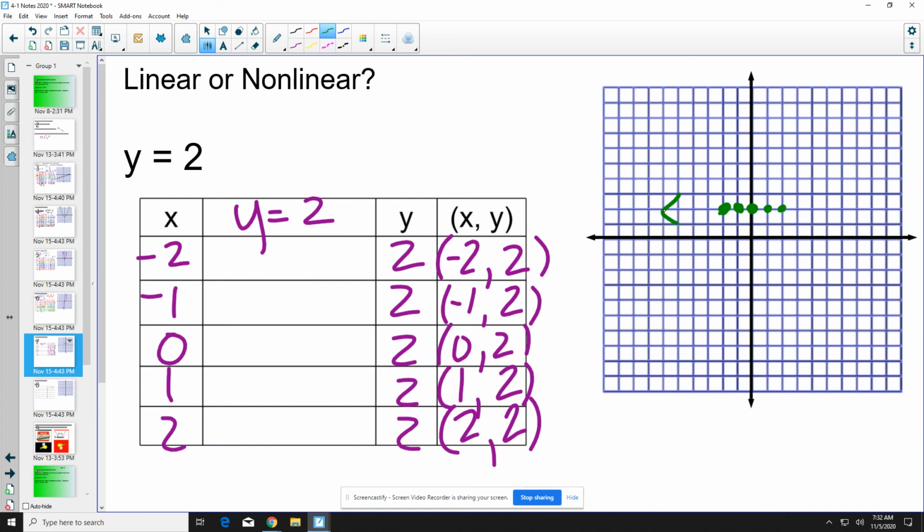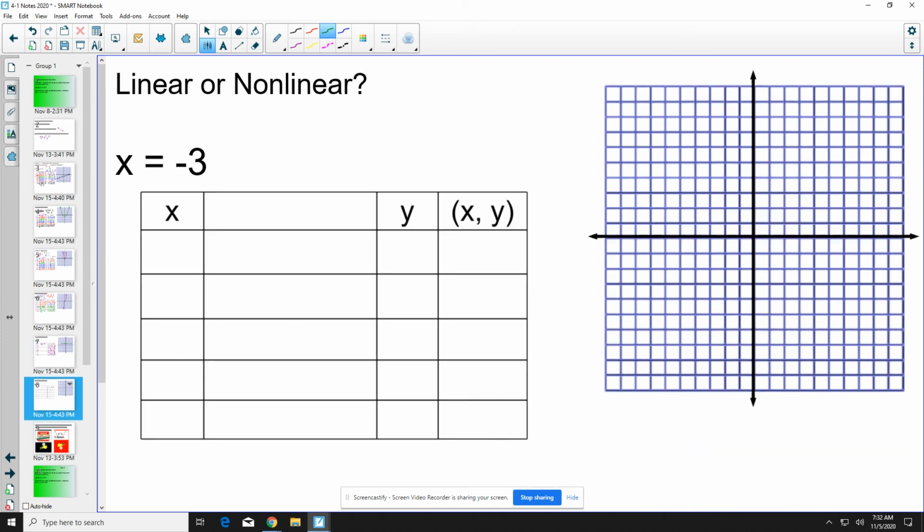It does make a straight line because y is to the first power. It's not a y to the second or y to the third. So it's a line where all your y values are 2. We have one more to do today. So I need you to pause the video and draw your table and your graph. When you get done, hit play.